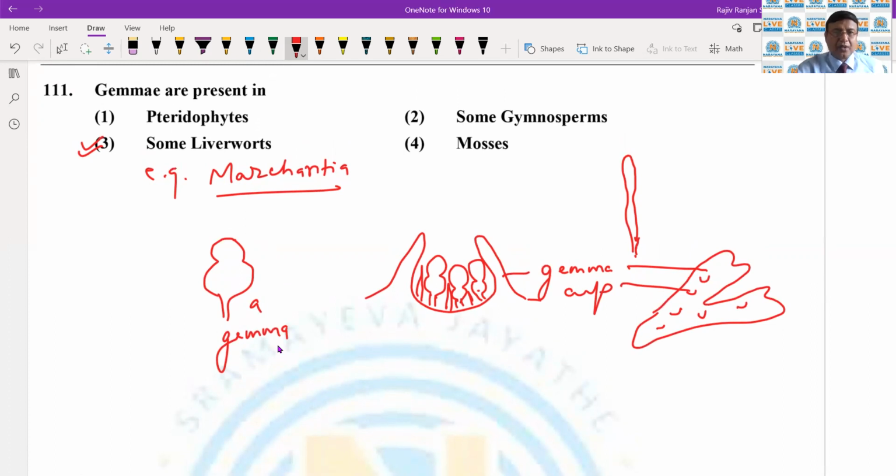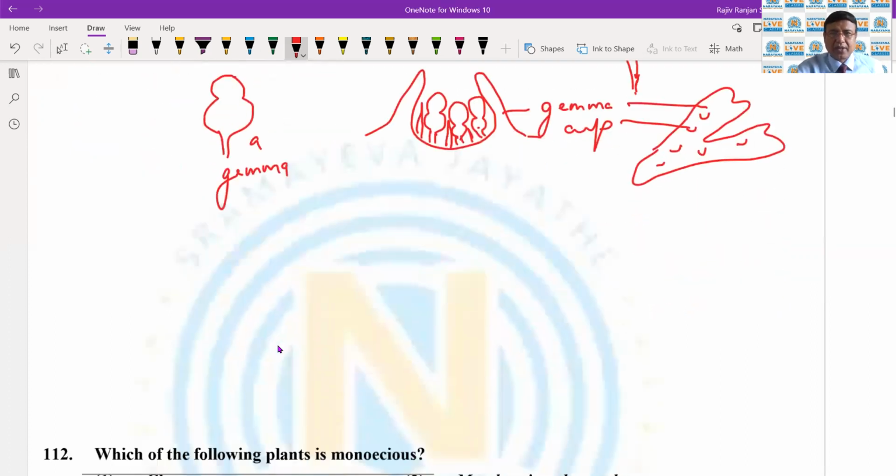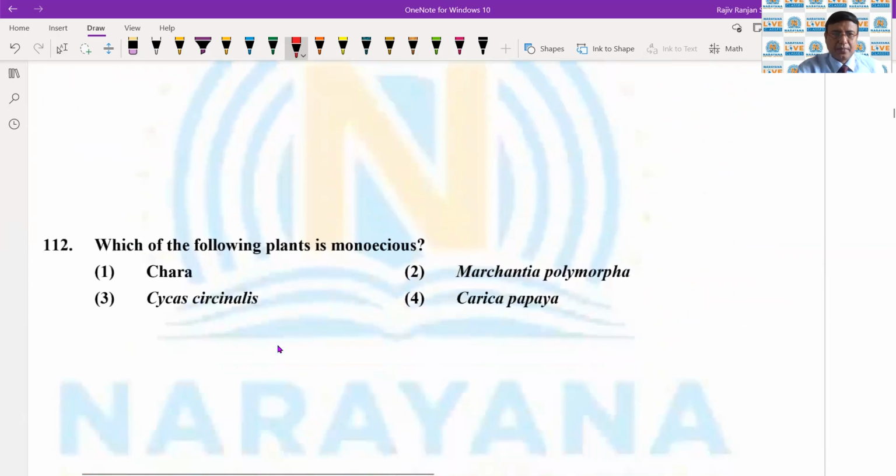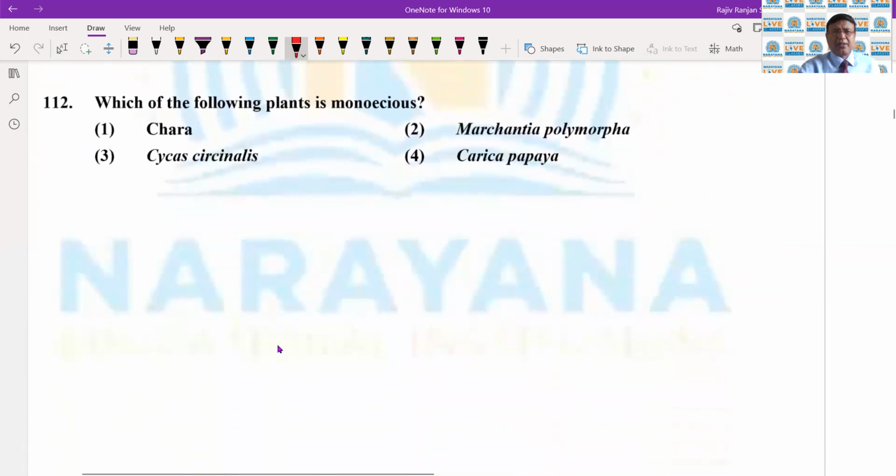That is the 3. So let's now see question number 112. Which of the following plants is monoecious? 1, Chara. 2, Marchantia polymorpha. 3, Cycas circinalis, and 4, Carica papaya. So the correct option is 1, Chara.